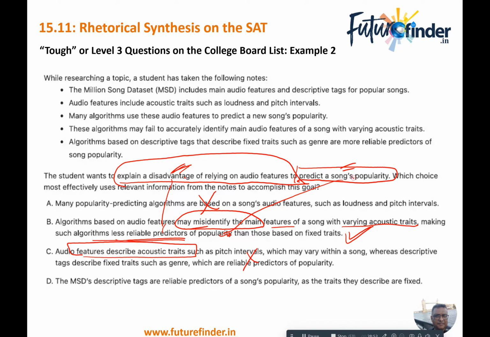Disadvantage and song popularity do not feature, though it does say that this is predicted to some genre, which we're not looking at, actually. The MSD's description tags are reliable predictors of a song's popularity as traits. No, this is not what we're looking at. So probably the answer to this one is B.